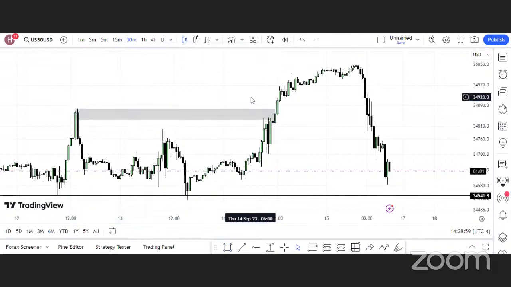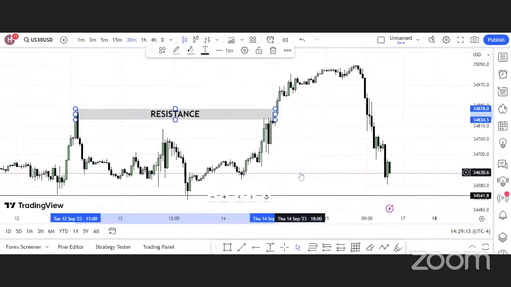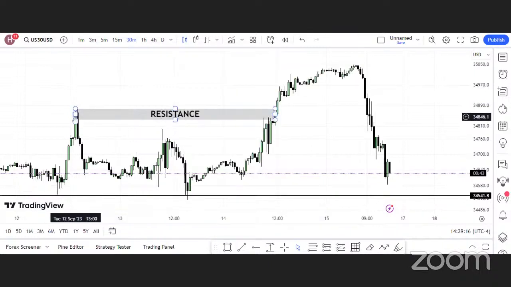We have this here. Okay, this is a resistance zone. It was previously a resistance. You can call it resistance, you can call it supply. So it was a resistance zone when this was created, right? So this is how you can actually make your analysis.